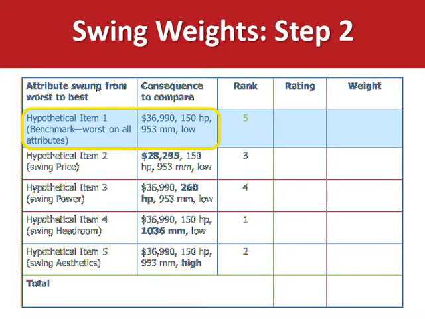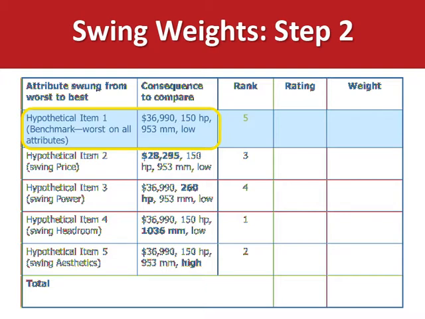Now, this item doesn't really exist, but we think of it as if it did. And to do that, we specify its values for each attribute. So for example, the benchmark is worst on every attribute. It's the most expensive, almost $37,000. It has the lowest horsepower, which we saw previously was 150 horsepower.